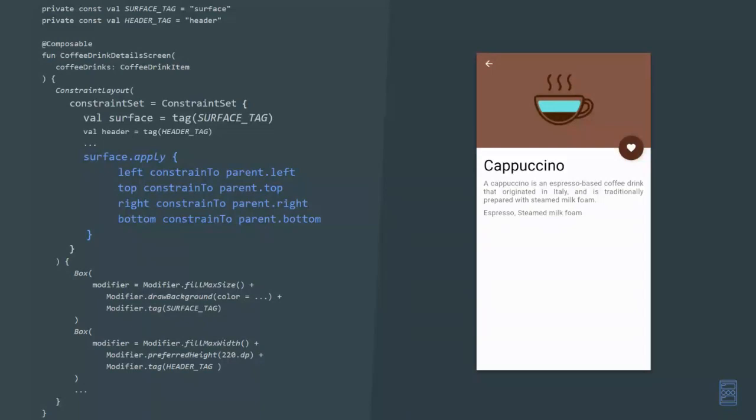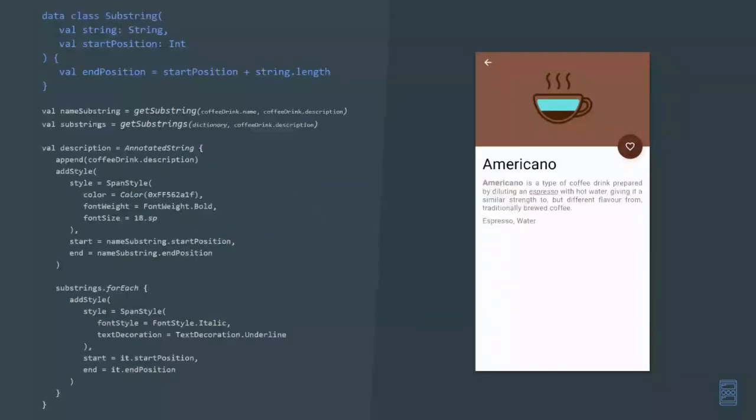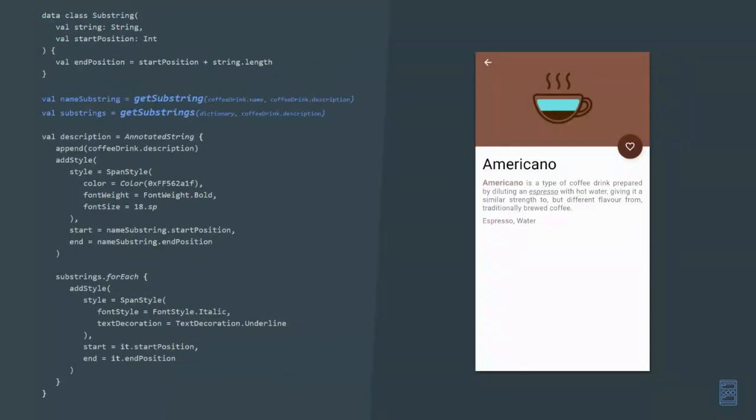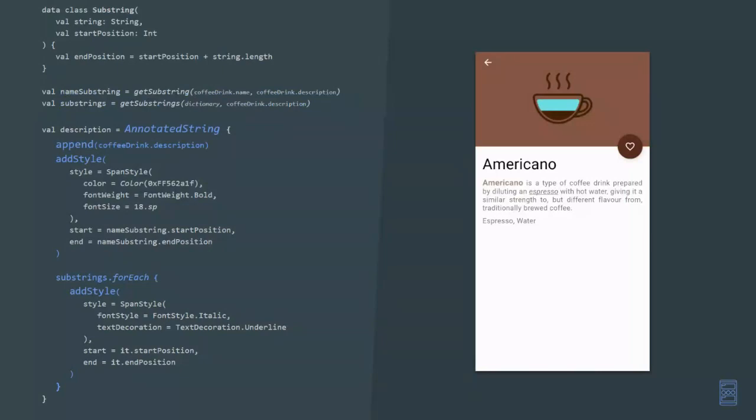So I want to show a bit trickier example, which also demonstrates the possibility of merging Jetpack Compose and Kotlin as a programming language. So let's create a simple substring data class, which has two parameters, string and start position. And under the hood, we can easily calculate end position. Later on, we can get name substring and other coffee names substrings. And later on, we can create annotated string.